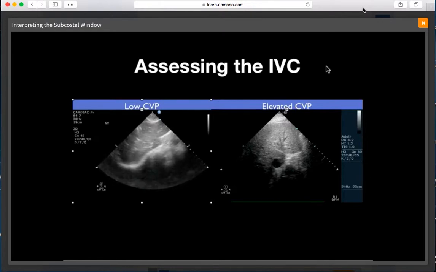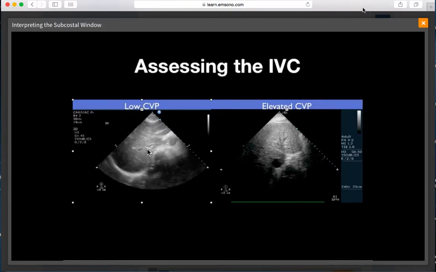In the cardiac module, we'll show you how to measure the inferior vena cava in a longitudinal fashion using M mode, but here we're just going to do qualitative assessments using naked eye evaluation. Here are two different inferior vena cavas.